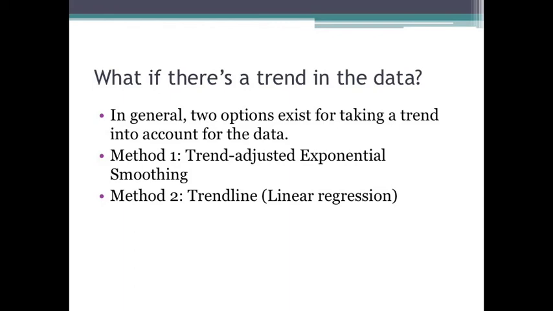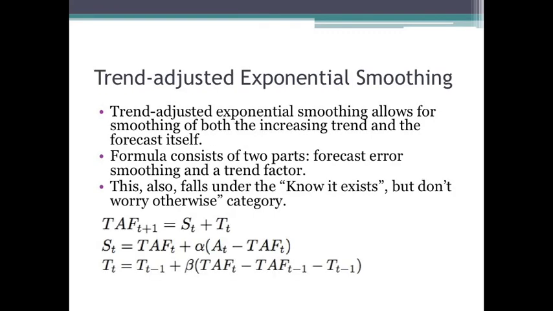Now, a trend line is simply a form of linear regression, and we will talk about that in significant detail. That said, a little bit about trend-adjusted exponential smoothing. For lack of a better way of putting it, yeah, you could use it, I guess, kinda. That said, it's really not all that useful a tool. It does allow for exponential smoothing of both the increased trend and the forecast itself. So you have these two parts of the forecast. You have the forecast itself, and you also have a trend factor. In other words, how much do you expect it to increase?